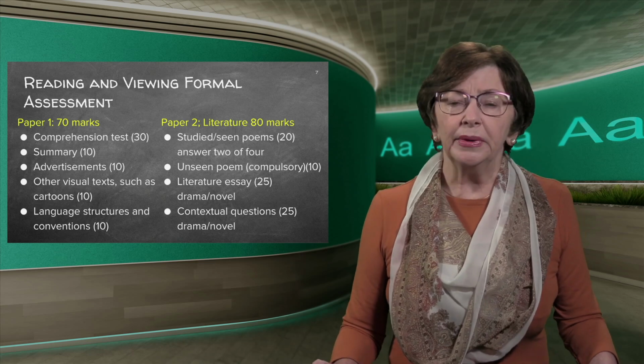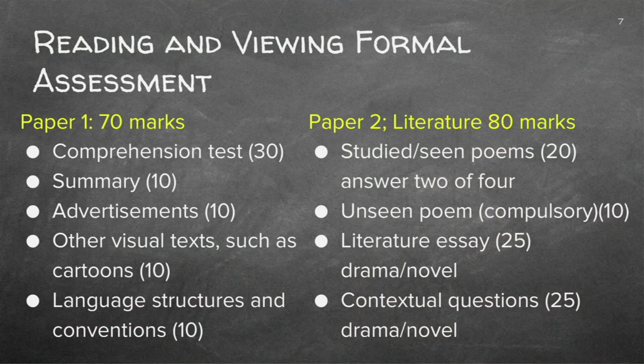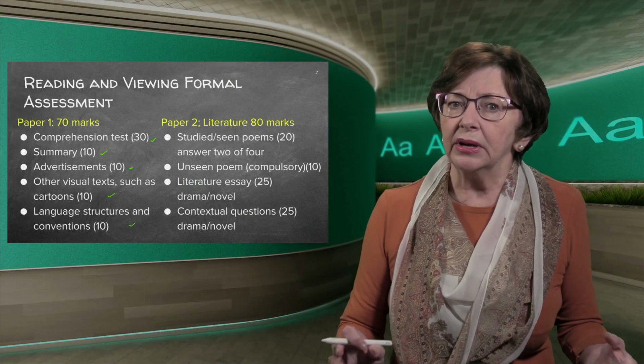Paper 1 will be out of 70 marks, where you will get an official comprehension test for 30, which will comprise 2 texts. And the one will usually be written and the second one will be visual. Hence our focus on the different kinds of texts. You will have to do a summary for 10 marks. You will have to answer questions on advertisements for 10 marks. Other media aspects for 10 marks, usually cartoons. And then there will be a 10-mark question on specific language structures and conventions, or textual editing, if you like.